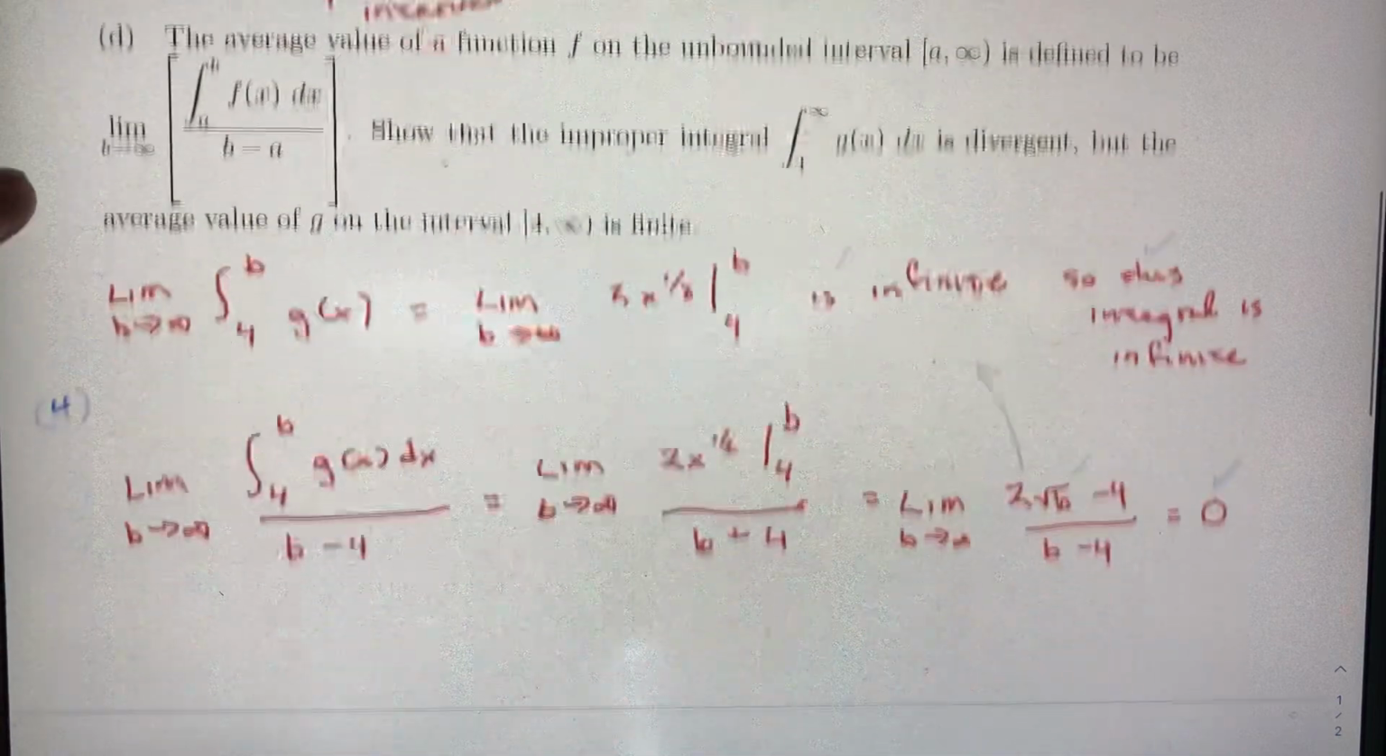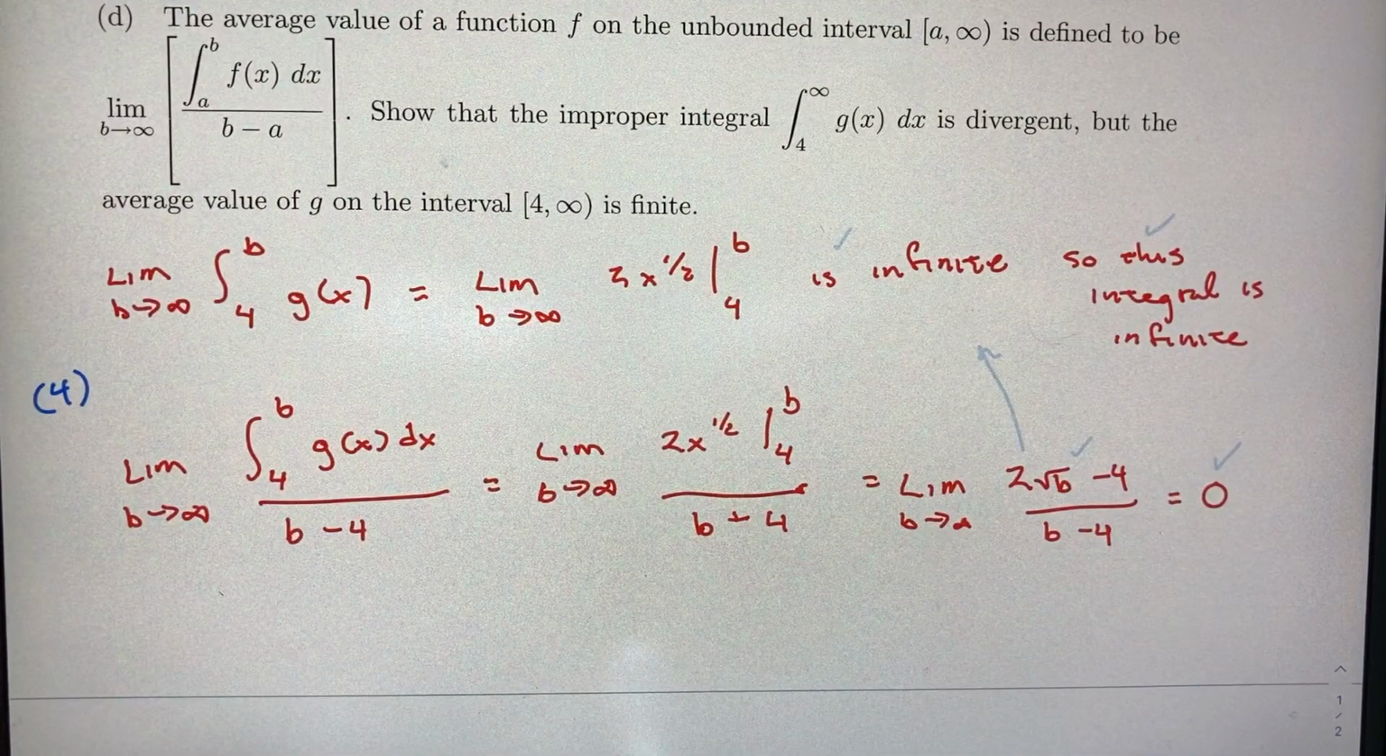This is 4 points. 1 point for the integral being 2 root b minus 4, and that this is infinite, and I put it down there, but then a third point for the 2 root b over b minus 4 over b, and the fourth point for saying that's 0.